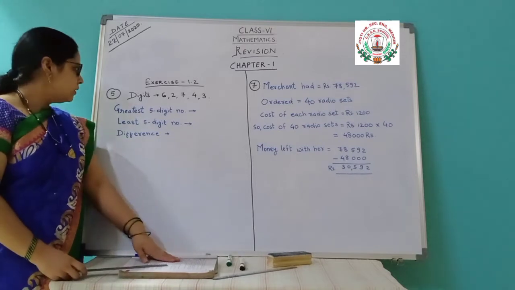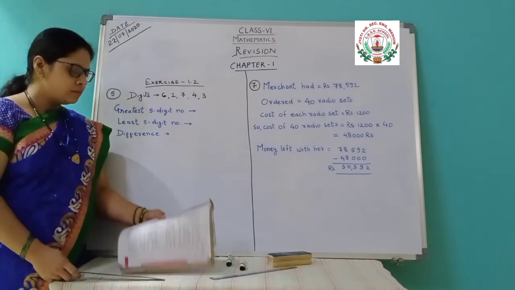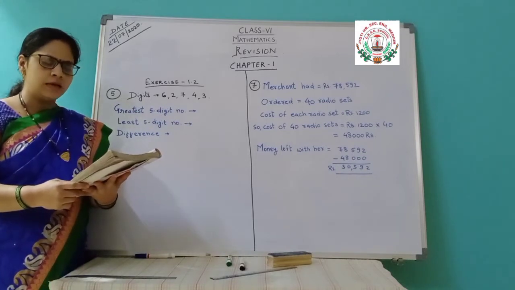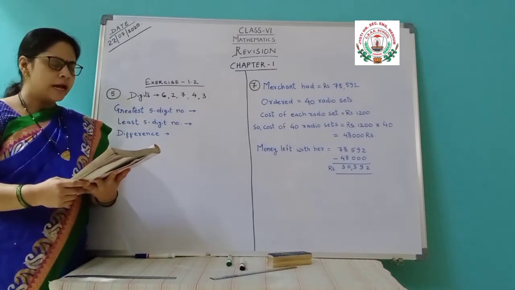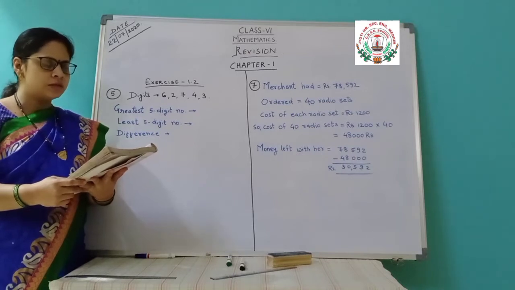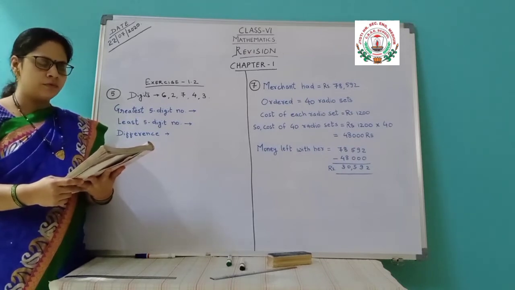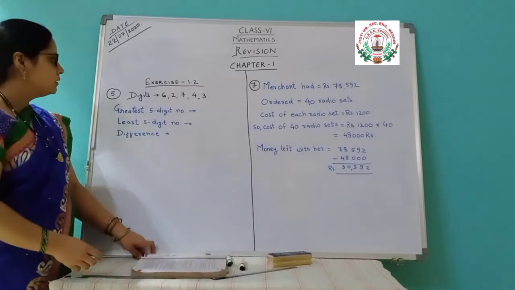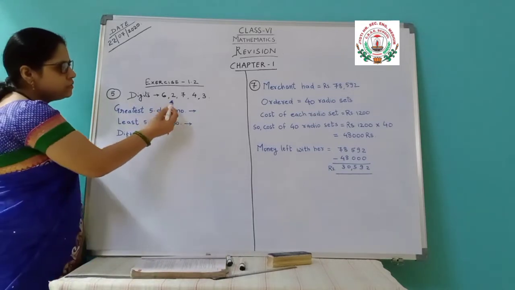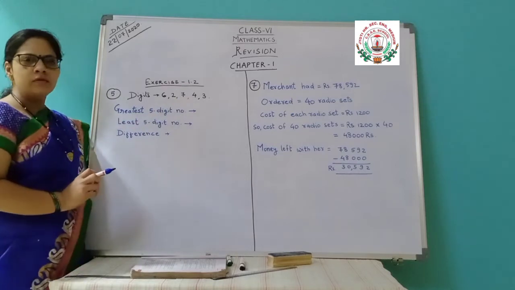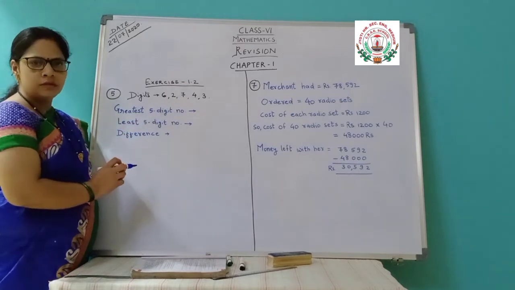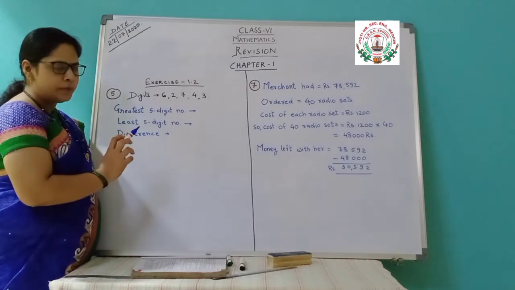Like question number 5 here. The question is: find the difference between the greatest and the least 5-digit numbers that can be written using the digits 6, 2, 7, 4 and 3, each only once. So what are the digits? The digits are 6, 2, 7, 4 and 3. You have to create the greatest 5-digit number. How to create the greatest 5-digit number? This example also we have seen.